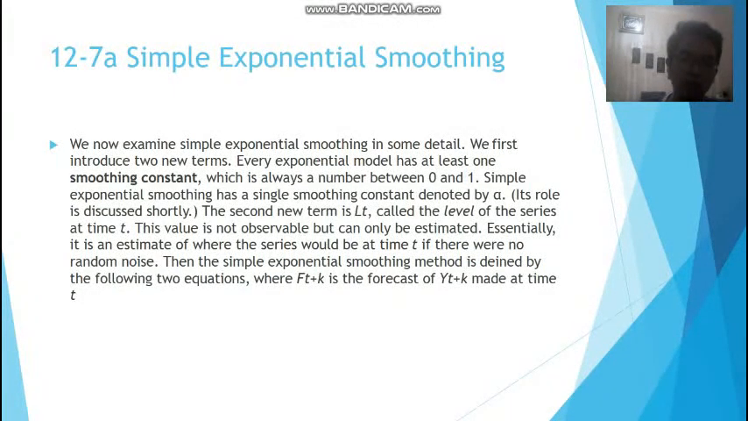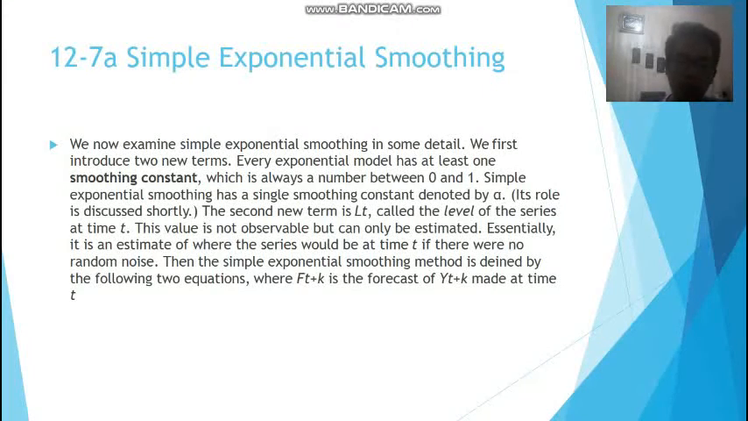12.7a Simple exponential smoothing. We now examine simple exponential smoothing in some detail. We first introduce two new terms. Every exponential model has at least one smoothing constant, which is always a number between 0 and 1. Simple exponential smoothing has a single smoothing constant denoted by alpha. Its role is discussed shortly. The second new term is L_t, called the level of the series at time t. This value is not observable but can only be estimated. Essentially, it is an estimate of where the series would be at time t if there were no random noise.